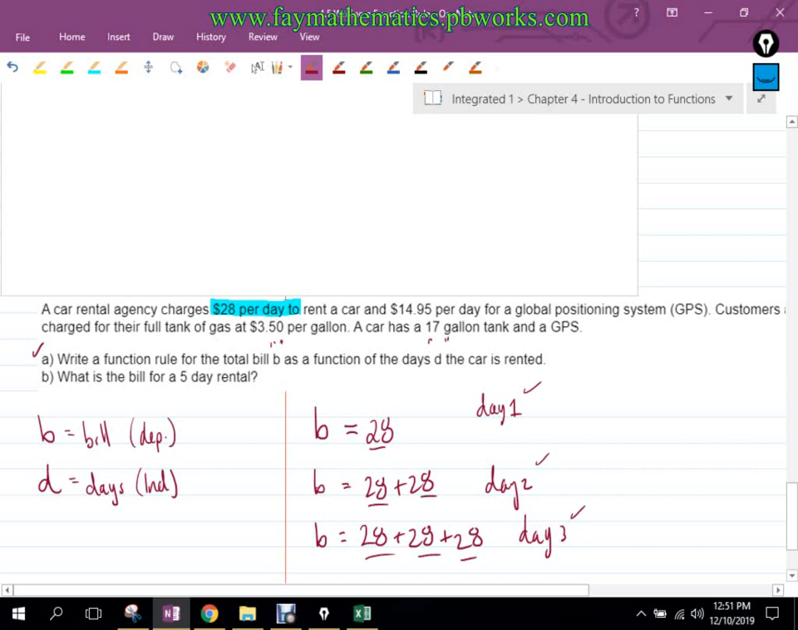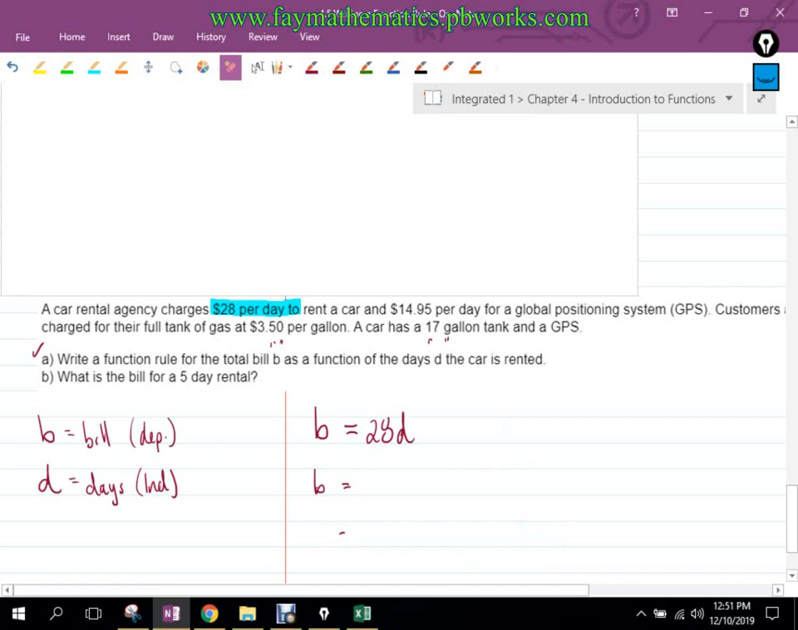So if my number of days is called D, can I rewrite 28, or 28 plus 28, or 28 plus 28 plus 28, as 28 times D? Does that make sense to everybody? That would be the situation if I were renting this car and didn't have to pay for gas and didn't have a GPS in the system. It's just $28 a day, and that's a very simple function, right?